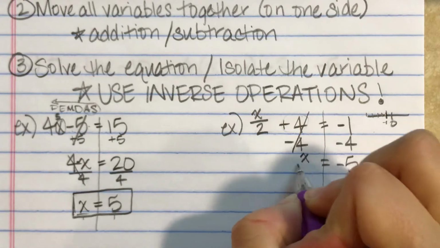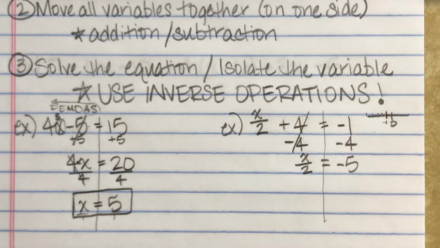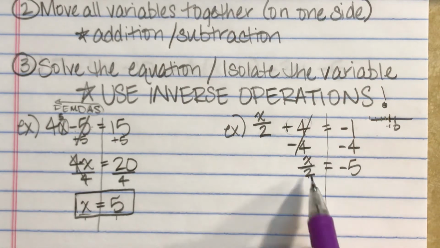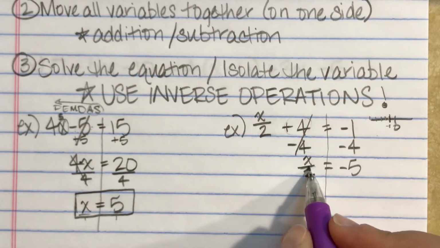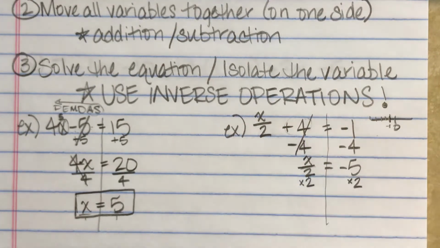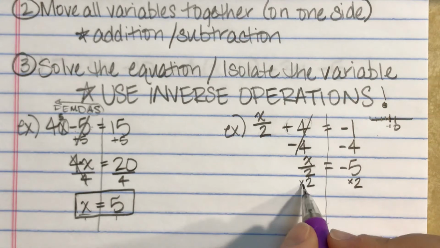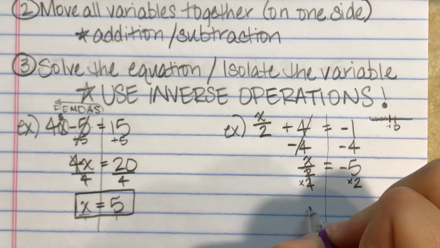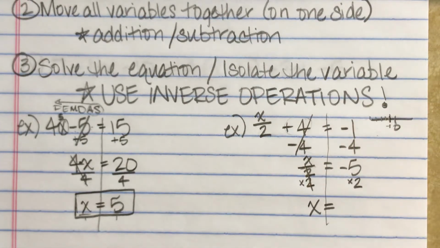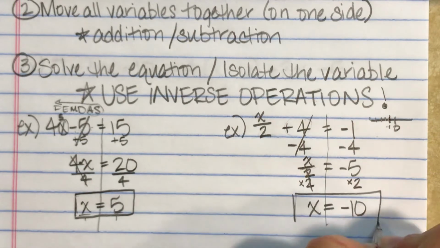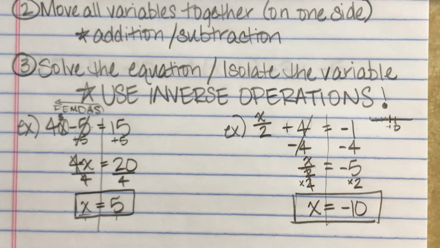So now, x over 2 equals negative 5. Well, this fraction bar means dividing by 2. So what's the opposite of dividing by 2? The inverse of that would be to multiply by 2. If you divide by 2, then multiply by 2, those actions cancel each other out. You're left with just the x. And negative 5 times 2 is negative 10. Okay? Those are the simple equations that you saw a lot of last year.